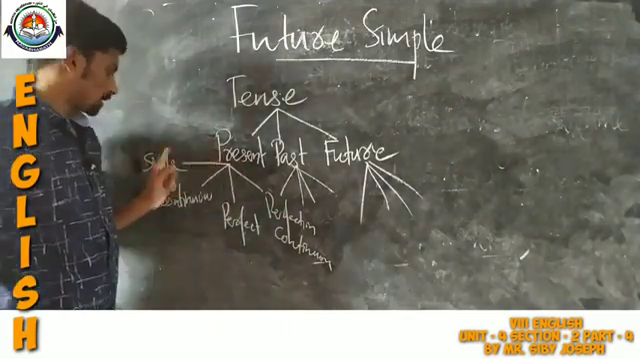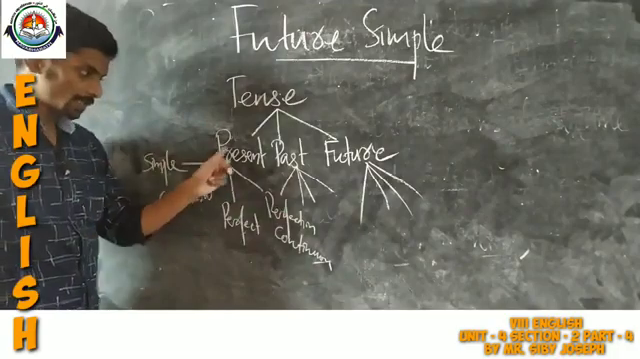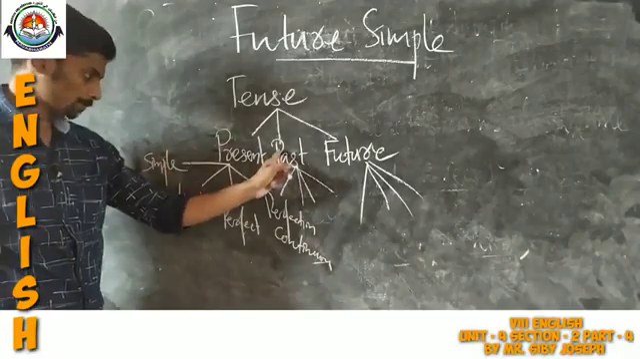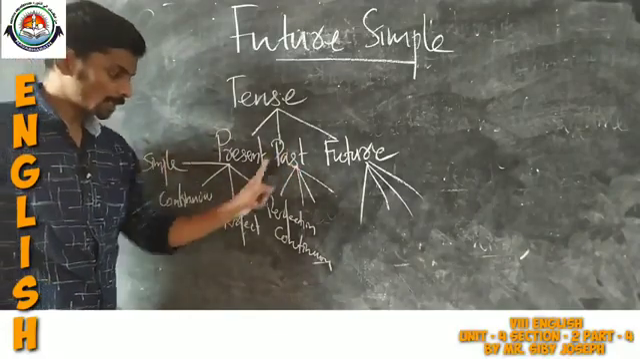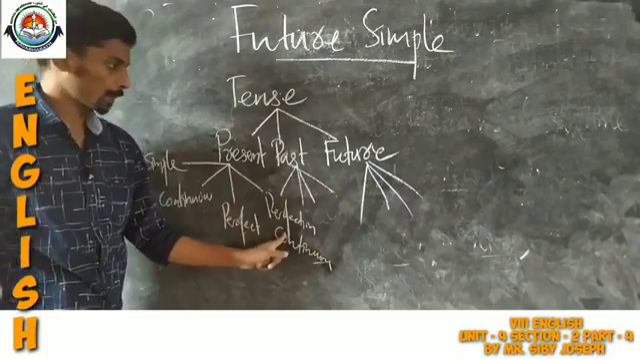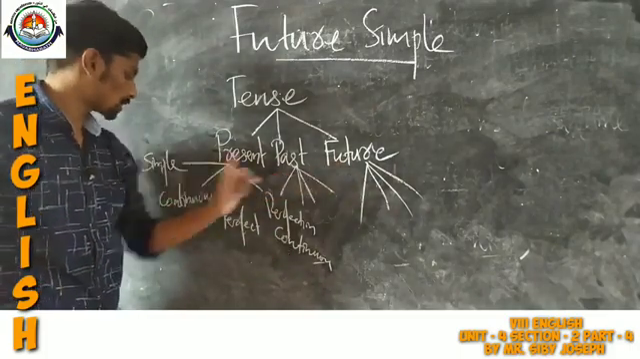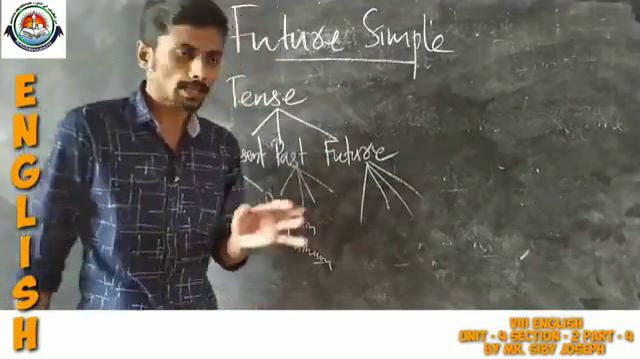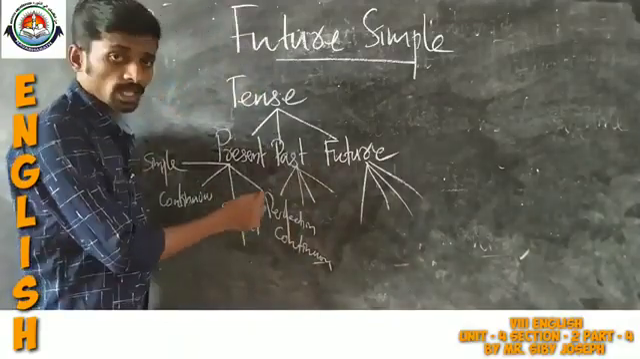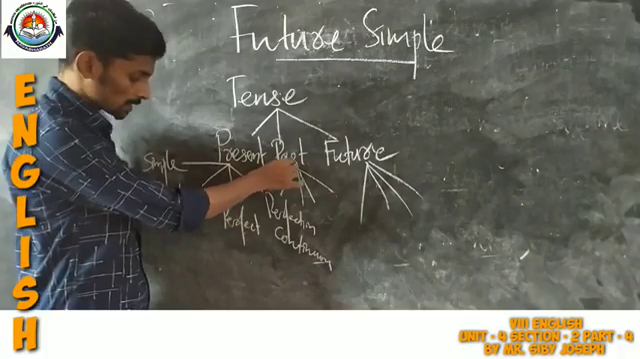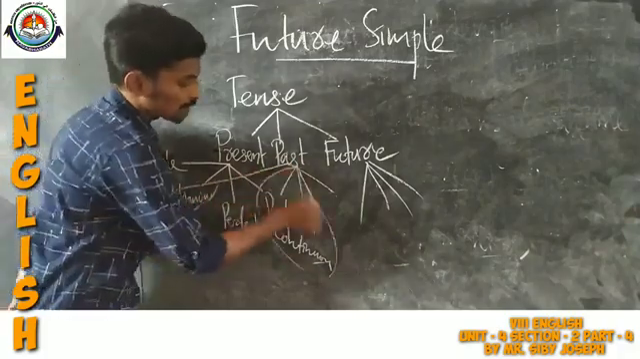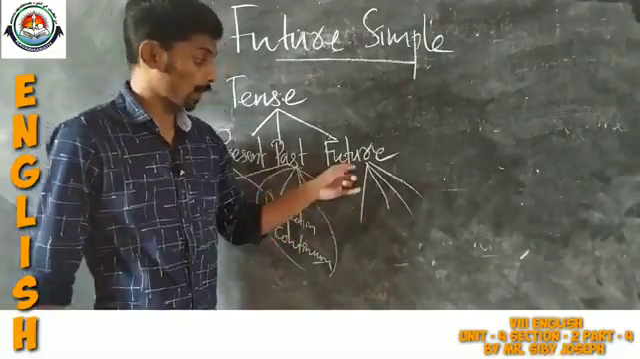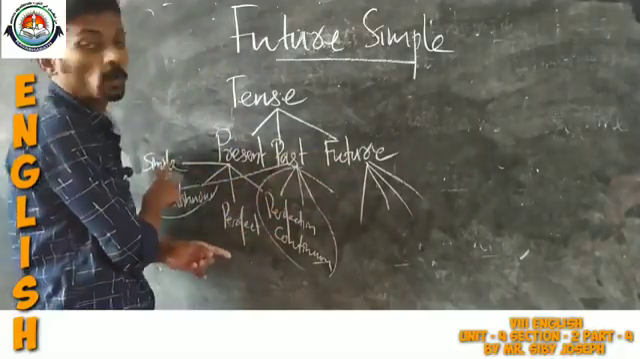Similarly, we have simple present, present continuous, present perfect and present perfect continuous. Simple past, past continuous, past perfect and past perfect continuous, and simple future, future continuous, future perfect and future perfect continuous. And in the last class we clearly mentioned past continuous and past perfect continuous. Now, we are going with the next one, simple future.